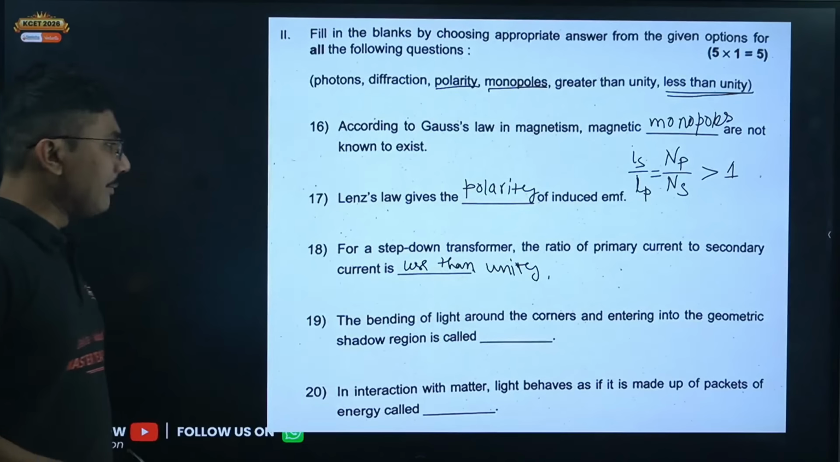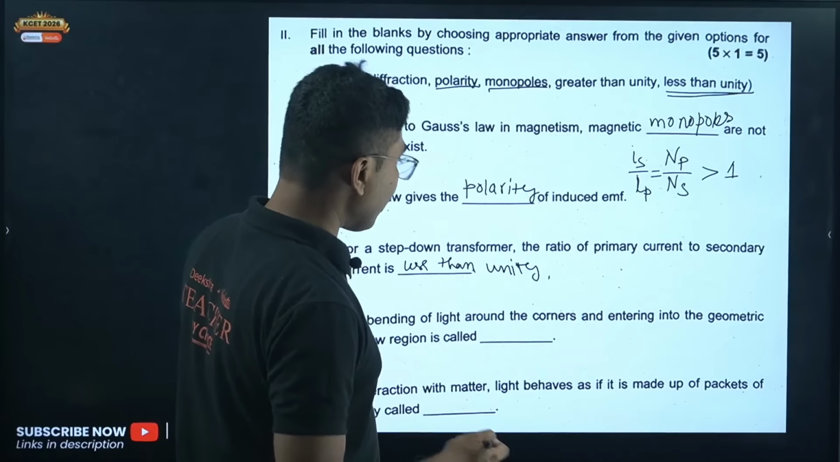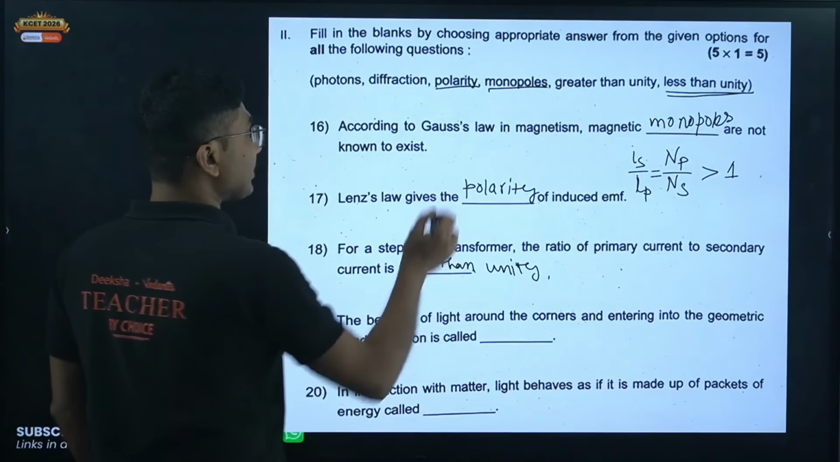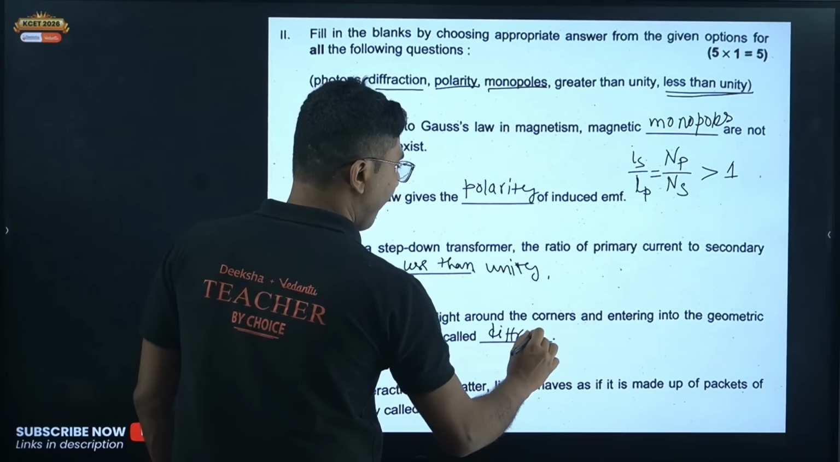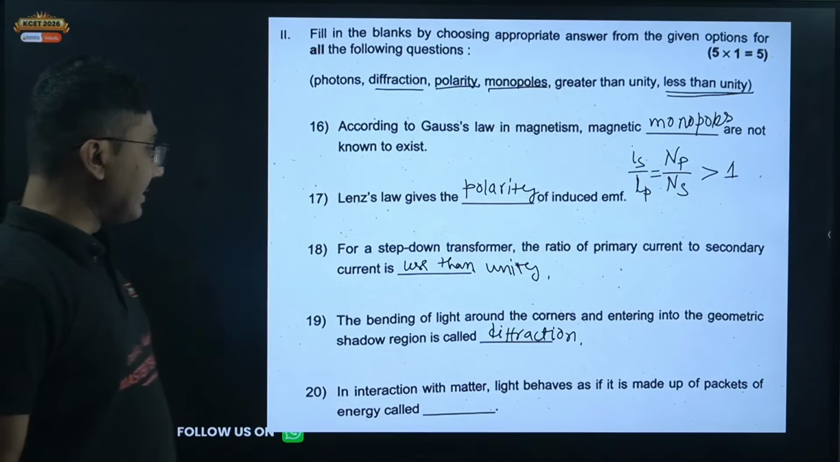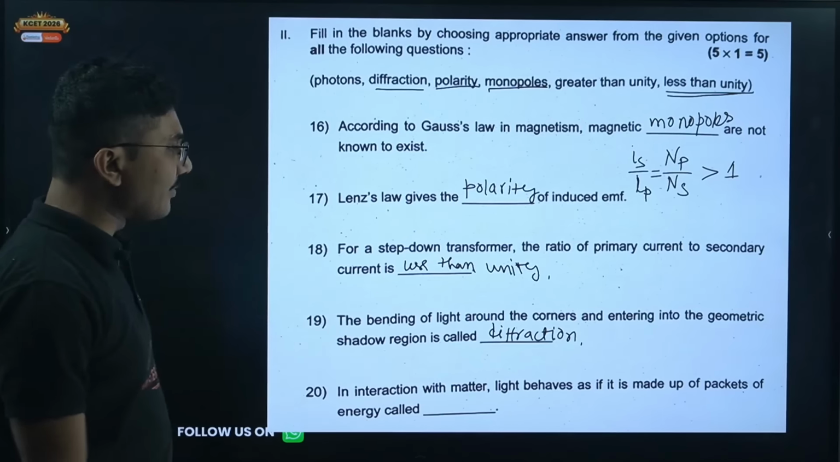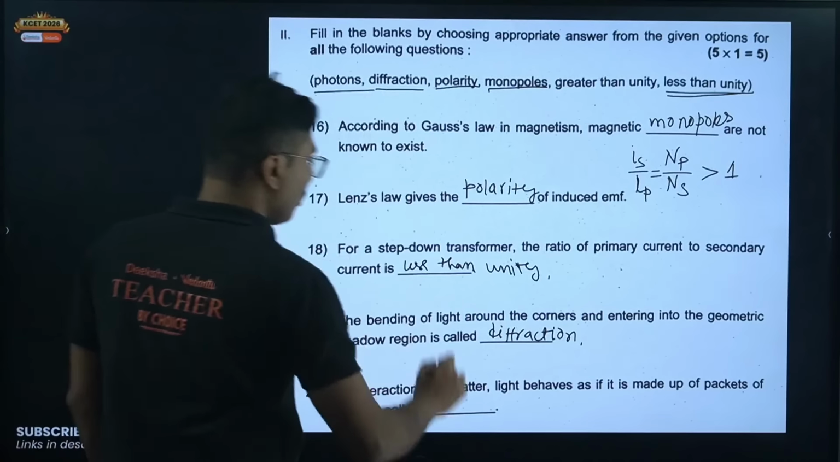Okay, next, the bending of light around the corners and entering the geometric shadow region is called diffraction. It is called diffraction. Okay, next, in interaction with matter, light behaves as if it is made up of packets of energy called photons.